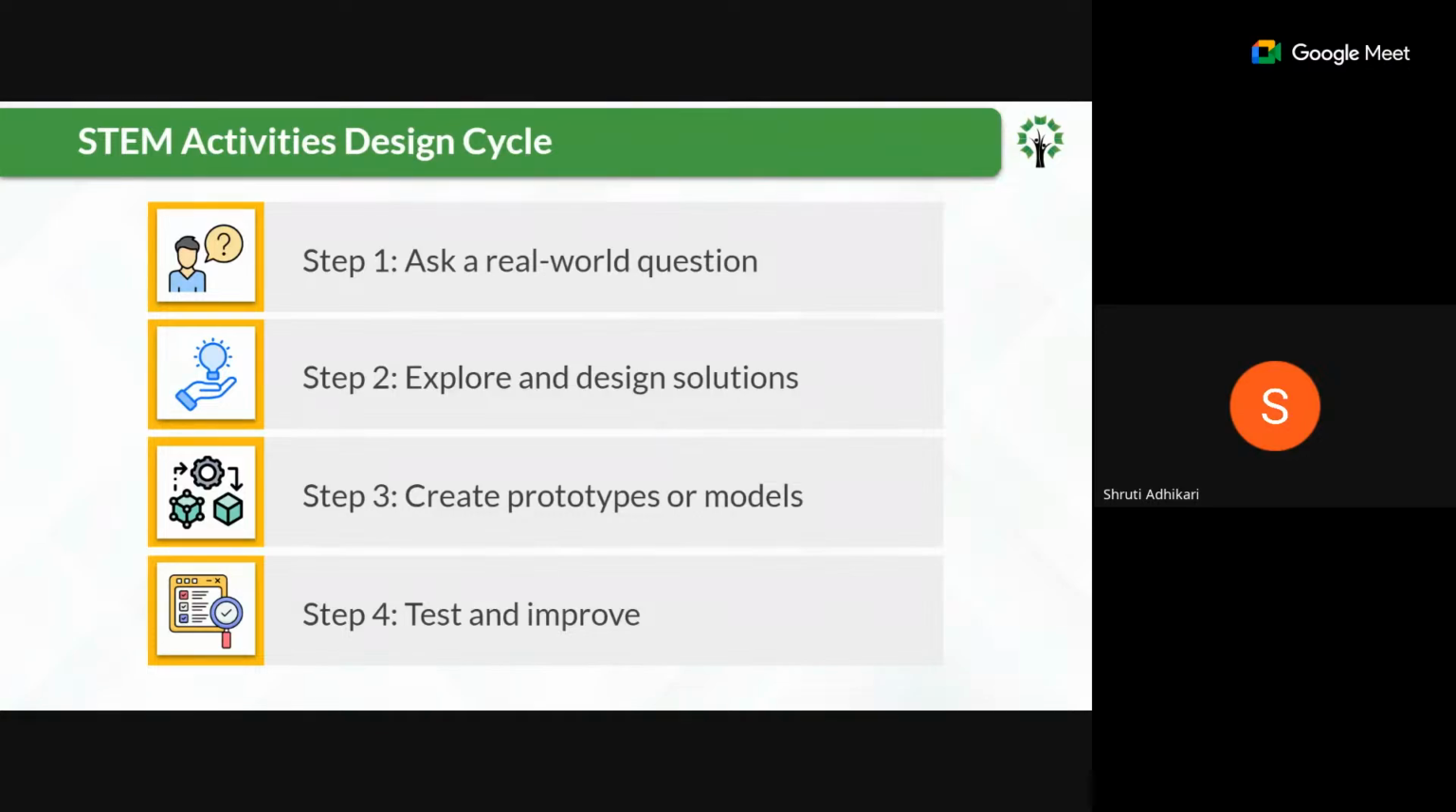Now, STEM activities design cycle. So, we all know, whenever students are planning for a project, they first have to ask a real world question. The first is always asking the question your product will solve. Whatever product they are thinking of creating, first ask the question like, what is actually the problem? What type of problem can my product solve?